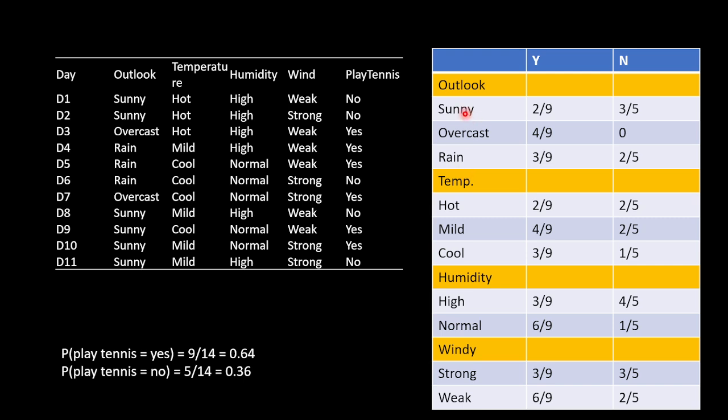On outlook, sunny: which are yes and which are no? Sunny, sunny, two are no, and going down, here sunny, sunny, both are yes. Out of the 9 yeses, we have 2, so 2 by 9 is the probability of sunny giving the outcome yes. In the same way, for no you will have 3 by 5.